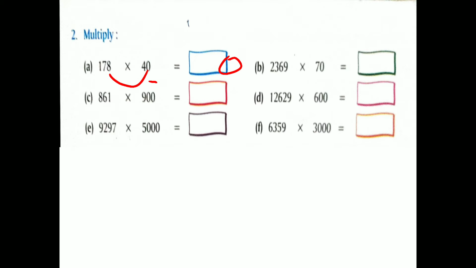178. Now multiply it. 4 8s are 32. Clear? Now 4 7s are 28. 28 plus 3, 31. Now 4 plus 3, 7. Answer is 7120. Now see B part.